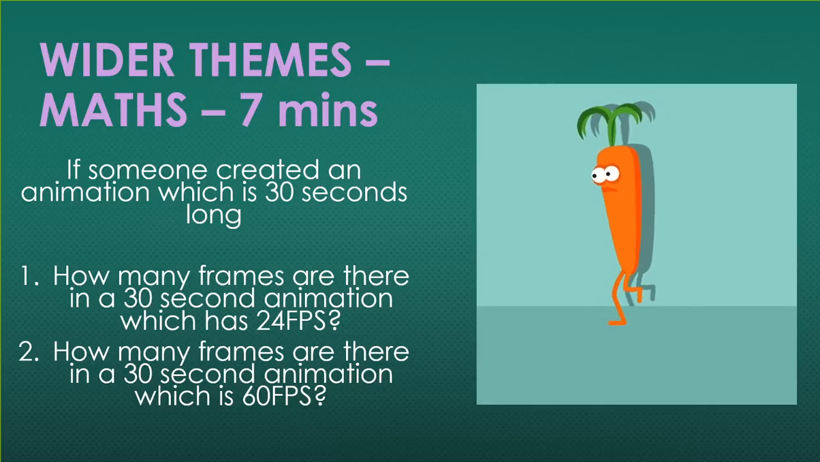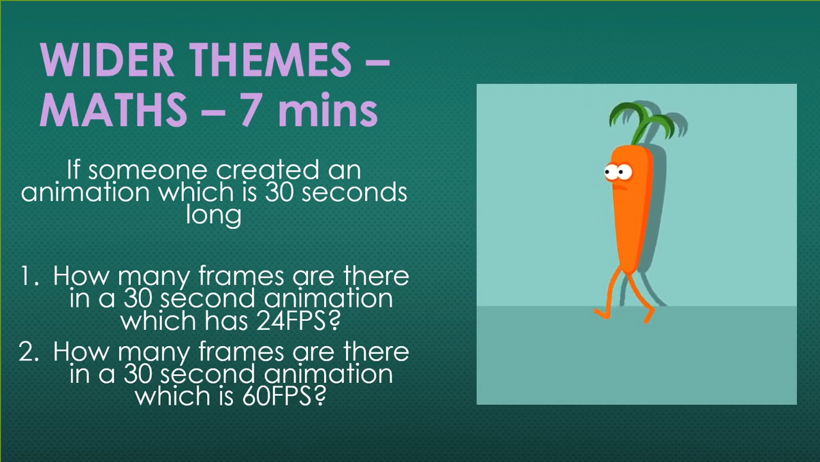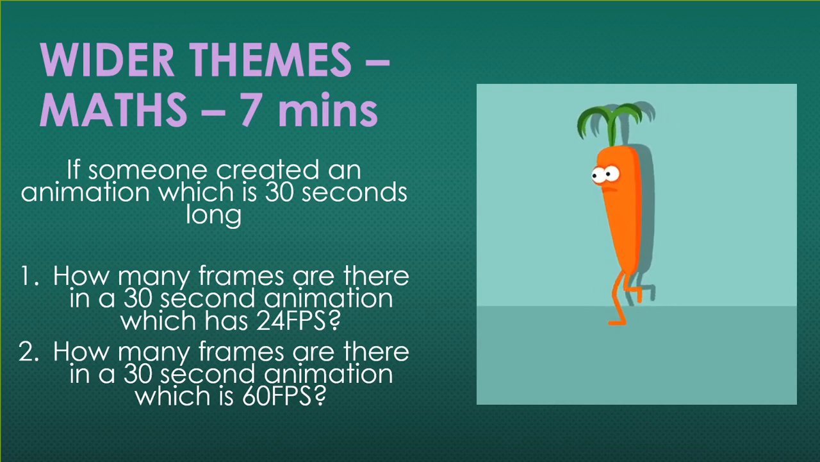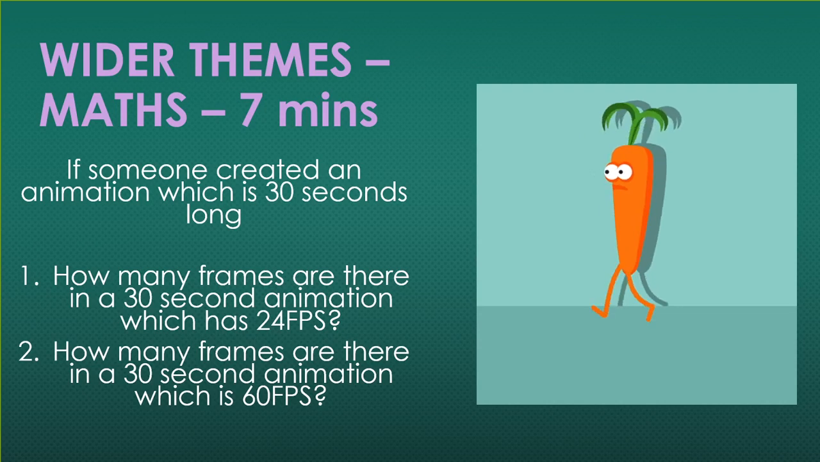Okay, wider themes, maths, seven minutes. If someone created an animation which is 30 seconds long, pretty much like this little carrot on the right hand side, how many frames are there in a 30-second animation which has 24 frames per second? How many frames are there in a 30-second animation which has 60 frames per second? Send me those answers. Seven minutes, go.